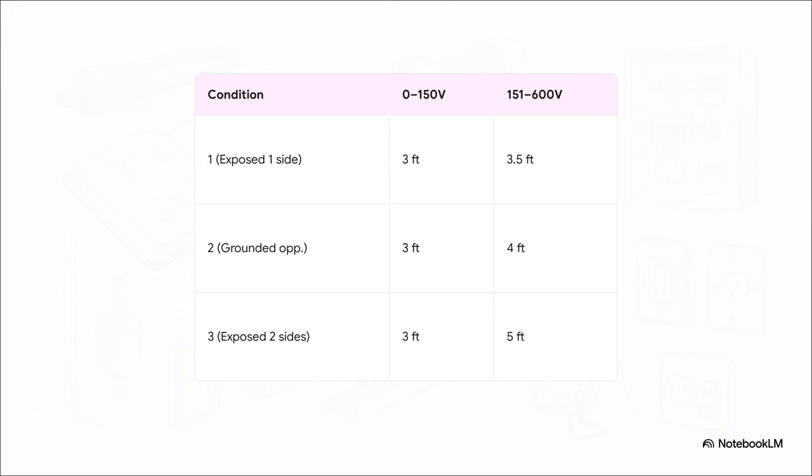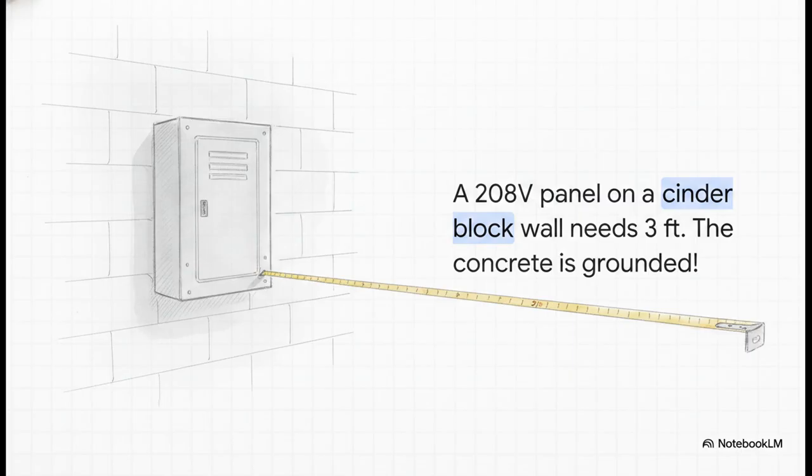And Condition 3 is definitely the most dangerous: exposed live parts right in front of you and right behind you. Notice a cool trick here? For standard 120-volt systems, which fall in that 0 to 150-volt column, the answer is always 3 feet, literally no matter the condition. Let's ground this with a field example to make it stick.